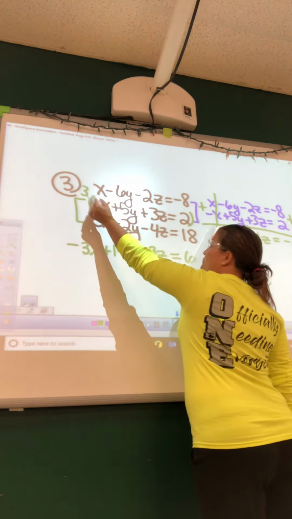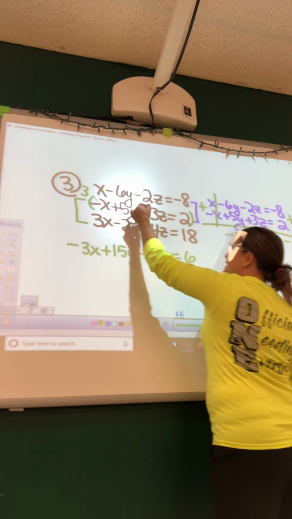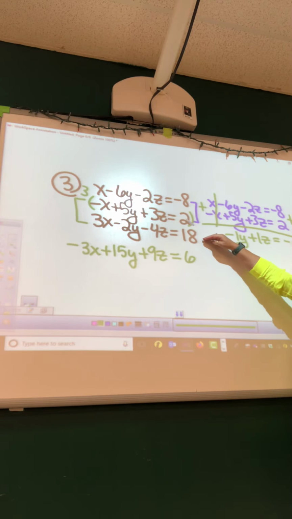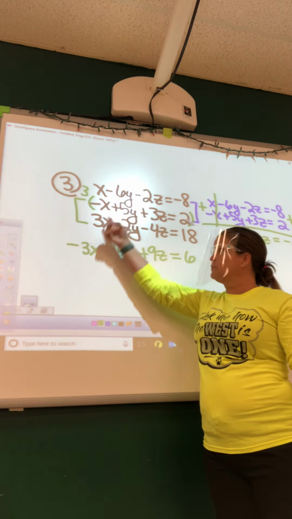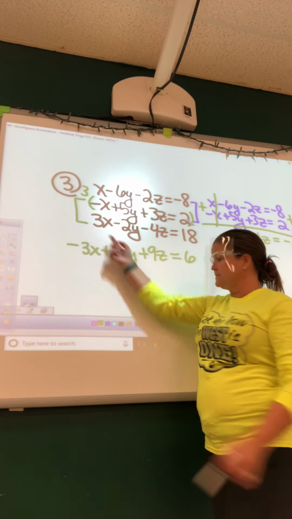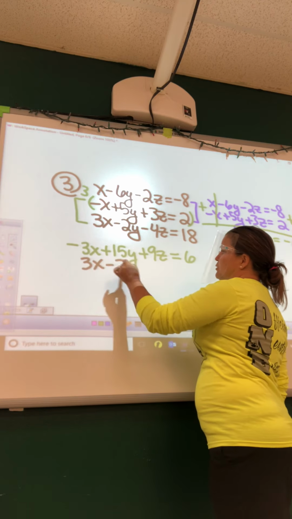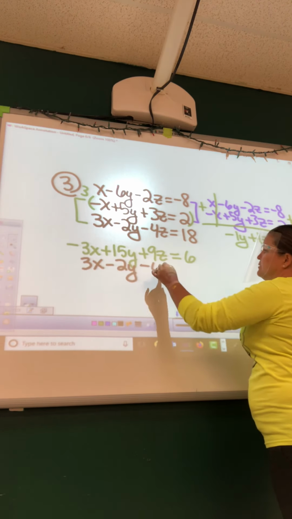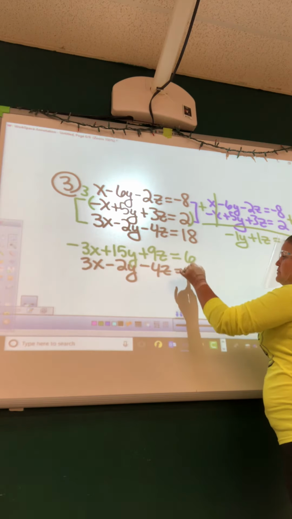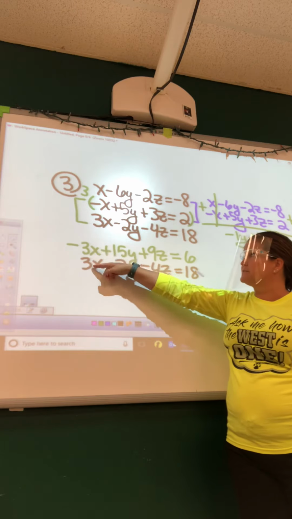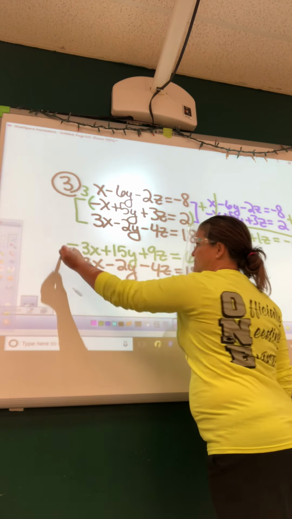So we multiplied 3 times everything in that second equation. I don't have to multiply the third equation because all I was looking for was negative 3 and positive 3 for the X's. So I'm just going to rewrite this one underneath so that we have our work all nice and neat. So we're looking at the second and the third. We multiplied the second times 3, so we have 3X and negative 3X. And now we're ready to add them together.